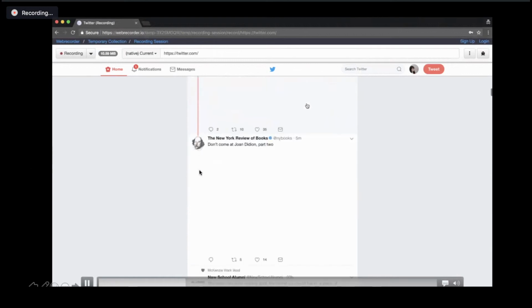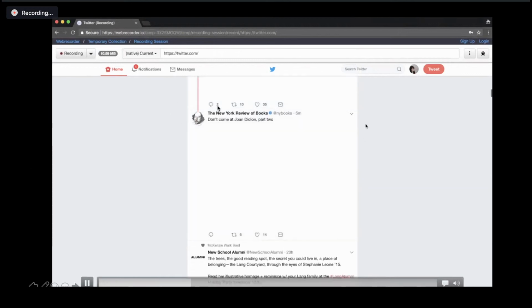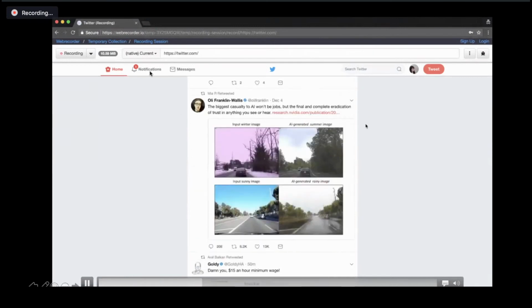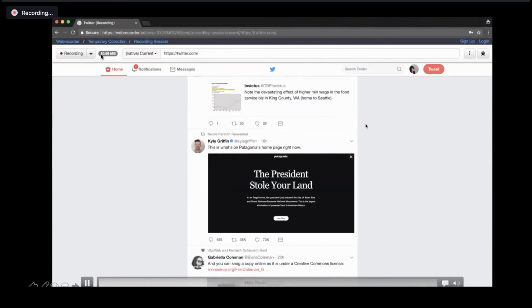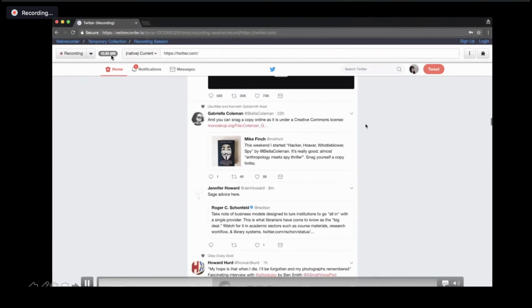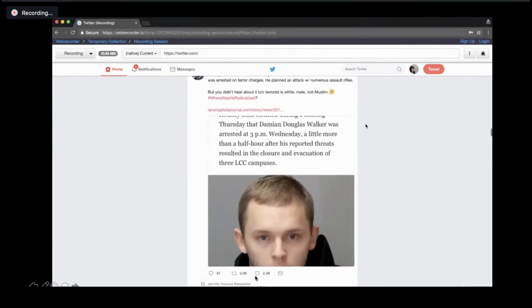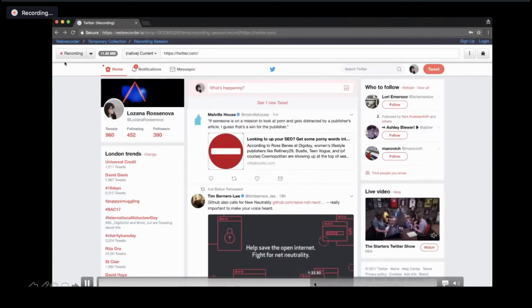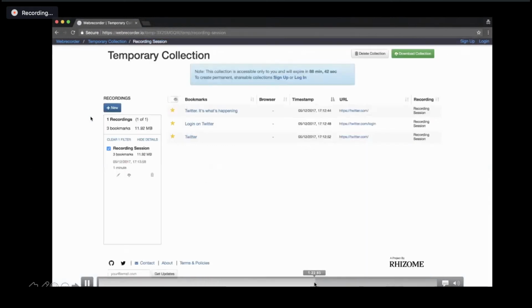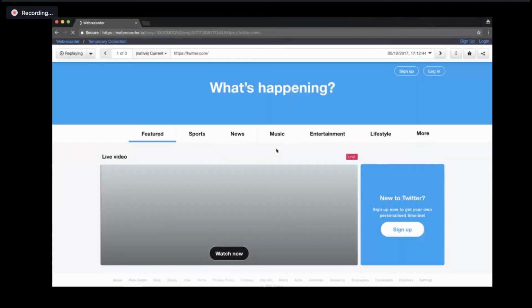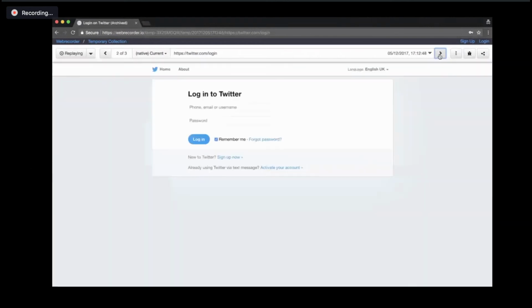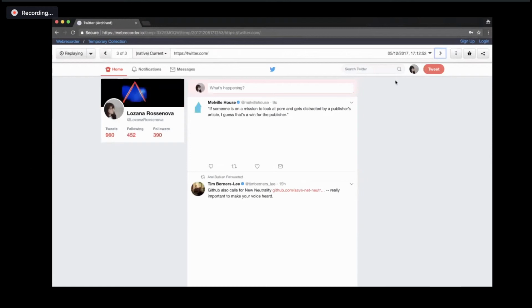You can see in this quick demo, my colleague Lozana is recording this page on Twitter. It's capturing all the data that's being sent to her browser. And you can see the recording size growing to 10.5 megabytes. Now she's stopping it. It goes into a collection like this, and she can then re-access the same data from a stable web archive. Okay.